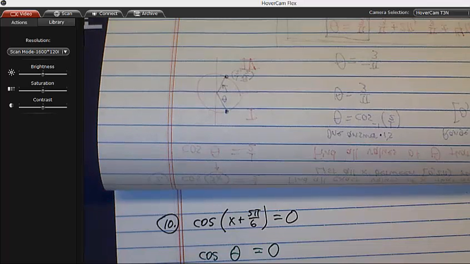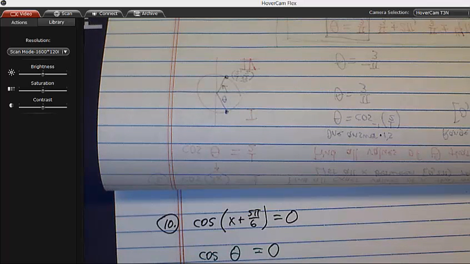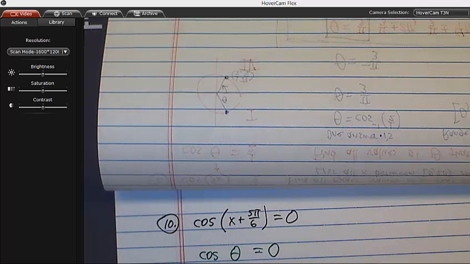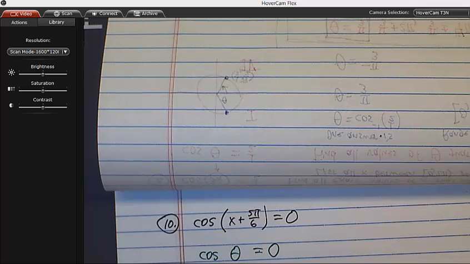How can the cosine possibly be equal to 0? Oh, wait a minute. We can draw a picture of that, right? Can you give me a theta so that the cosine will be 0? There's one. If theta is pi over 2, then on the unit circle I'm at (0, 1). So that's one answer, right?